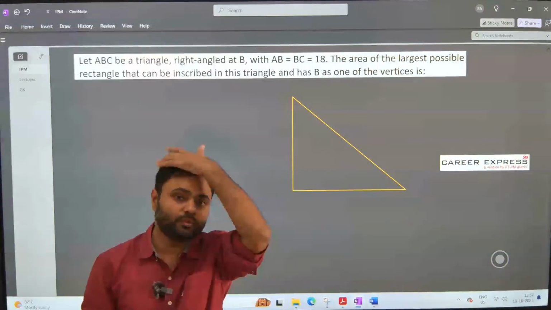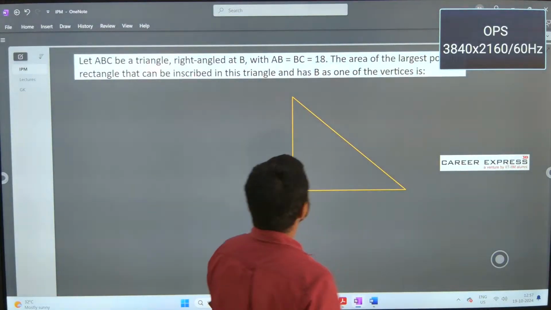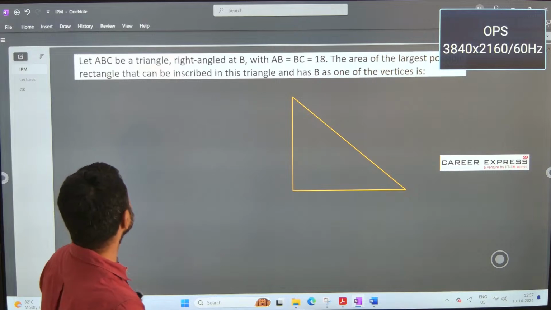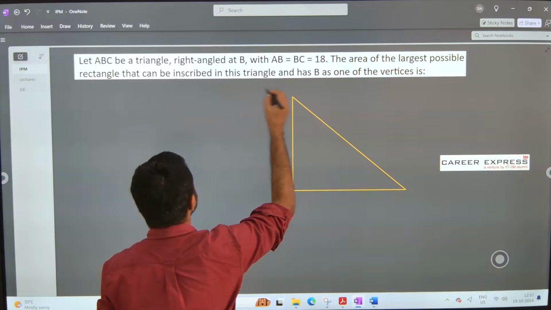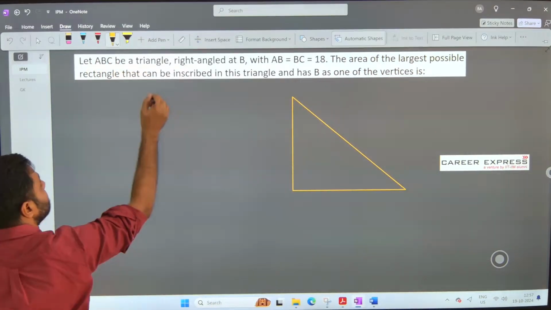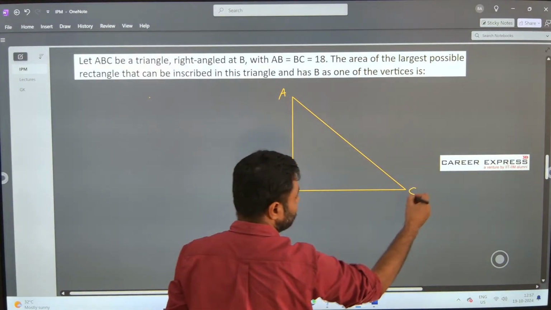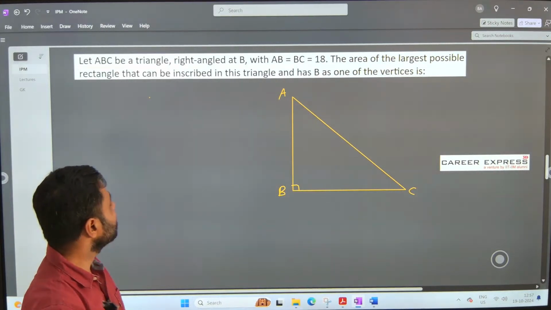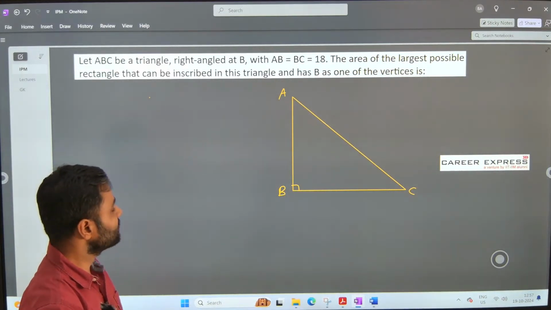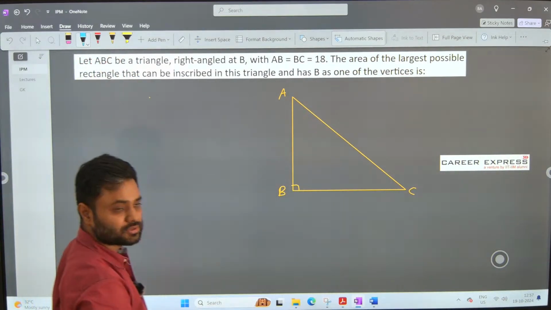Hello, this is a question from IPMAT Indore exam 2024 paper, QA section. Fine. So, here we are given a triangle ABC with right angle at B. The area of the largest possible rectangle that can be inscribed in this triangle and has B as one of the vertices. So we need to insert a rectangle in this triangle.